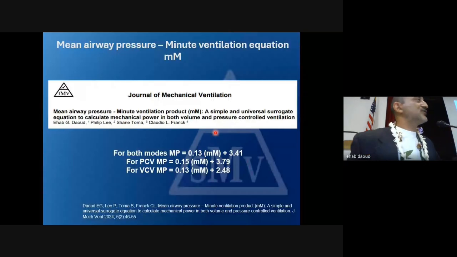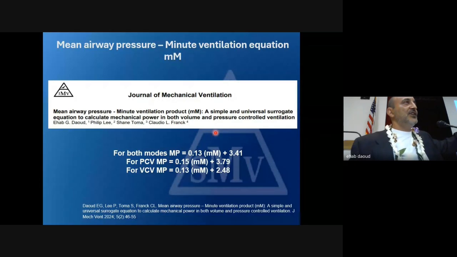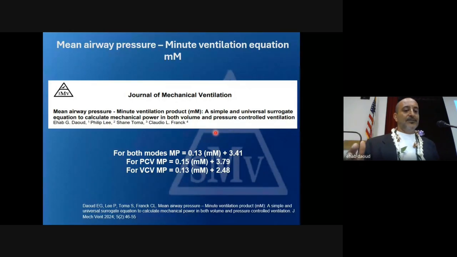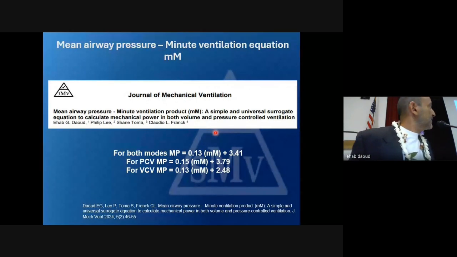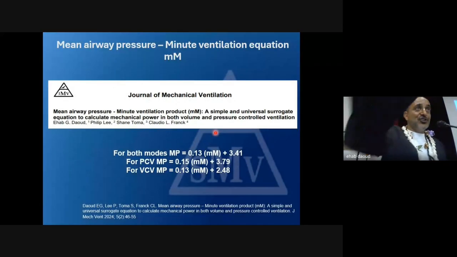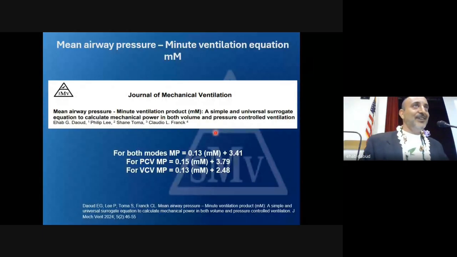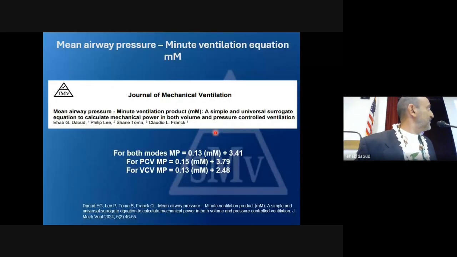So I said, let's simplify it. The ventilator tells you all the time what your minute ventilation is, and it tells you all the time what your mean airway pressure is. So you just multiply them together, and we're going to get an equation. Actually, Shane here, he's a very smart guy, a mathematics engineer and physician and everything, helped me with this. And so we got surrogates. Say you have a minute ventilation of 10 and a mean airway pressure of 15, that's 150.